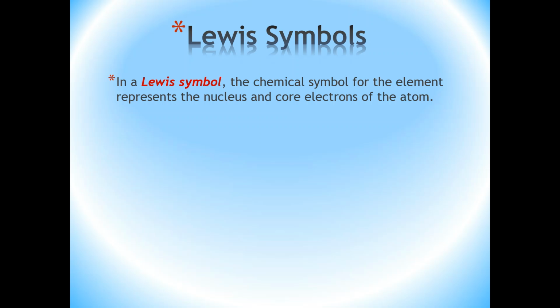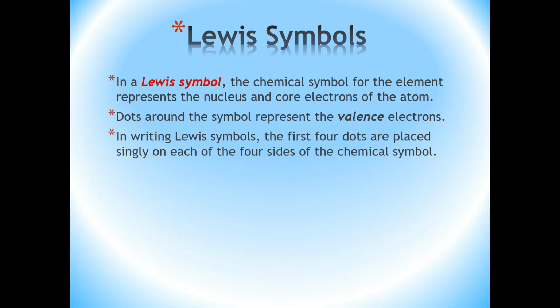So, Lewis symbols. This is a very convenient representation of an atom indicating only the valence electrons. It's a very simple process. We use a symbol for the element, and then we place dots around it representing the valence electrons. It says here that in writing Lewis symbols, the first four dots are placed singly on each of the four sides of the chemical symbol. I would say that that is not always the case. I have seen in textbooks where they don't really care where the dots are, as long as you indicate the dots around the element symbol.